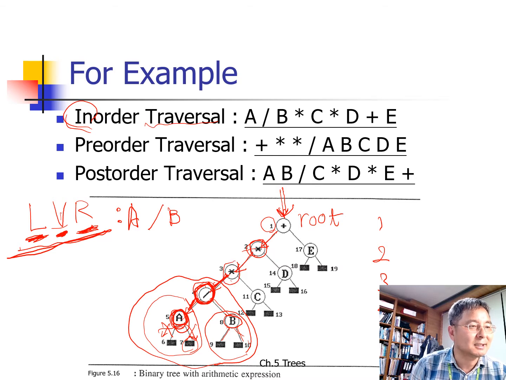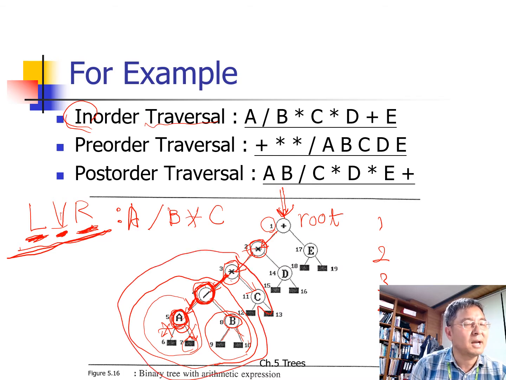So at the asterisk node, L is finished now. We must read the value from this node, so that is asterisk. And then going to the right subtree. At the right subtree, C is a leaf node, so we will read C because there are no children here. And in this way, now we have finished all of the left subtree of this asterisk.